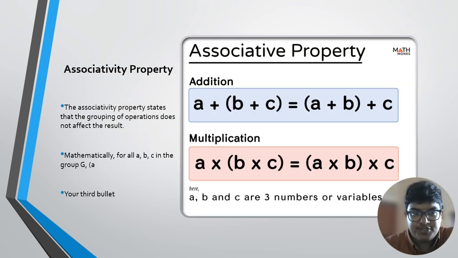Now let's see the associative property. The associative property states that the grouping of operations does not affect the result. As we know, a plus (b plus c) is equal to (a plus b) plus c, or you can see the same with multiplication here. If this condition is satisfied, then the associative property applies to the group. So if it is a group, the associative property must be true, and the closure property also must be true.